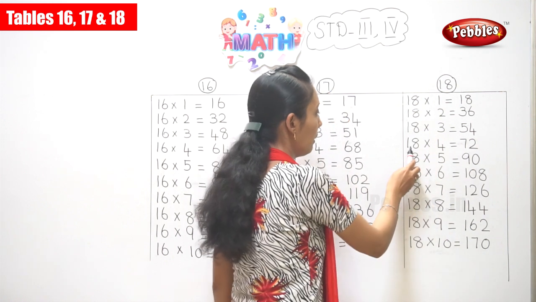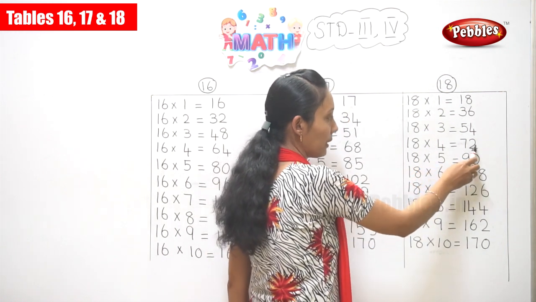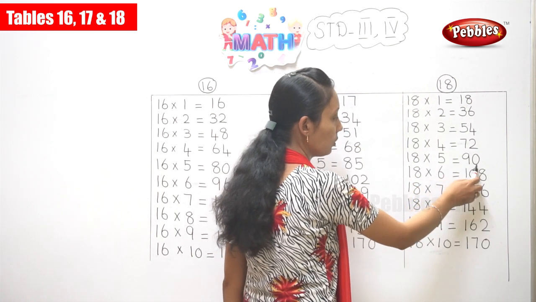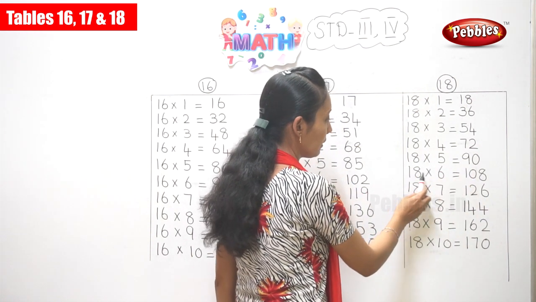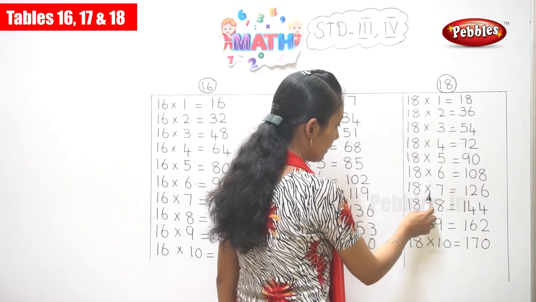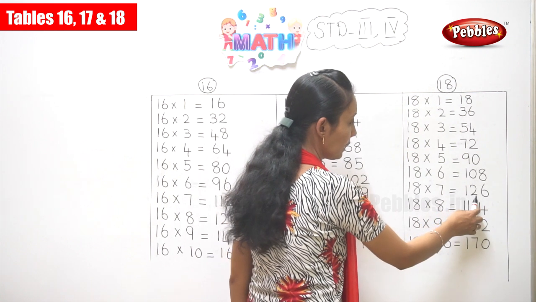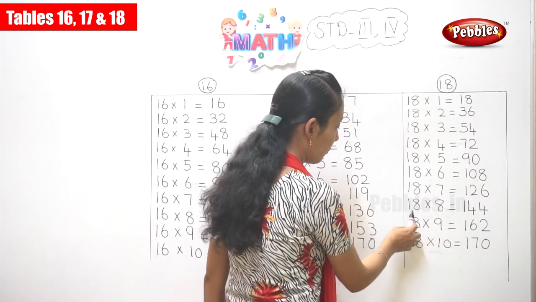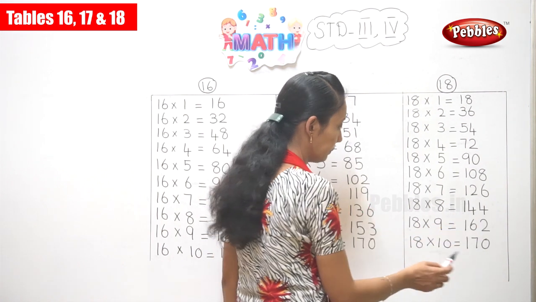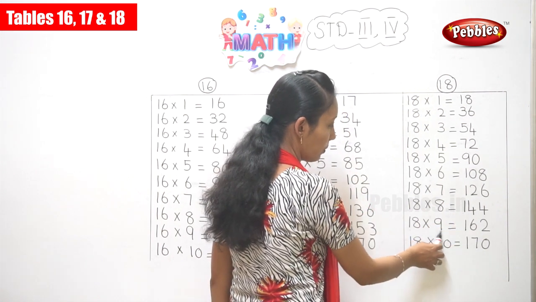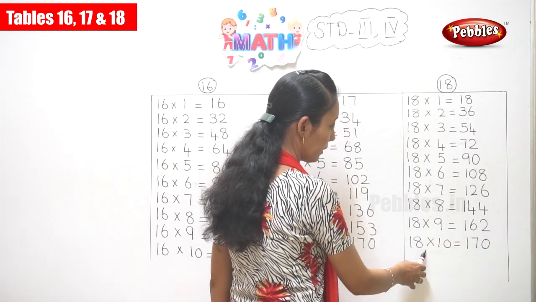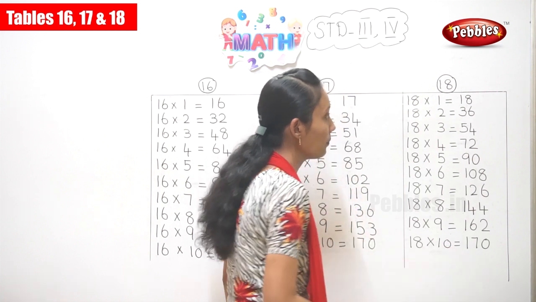54, 18 ഇൻറ്റു 4 സമം 72, 18 ഇൻറ്റു 5 സമം 90, 18 ഇൻറ്റു 6 സമം 108, 18 ഇൻറ്റു 7 സമം 126, 18 ഇൻറ്റു 8 സമം 144, 18 ഇൻറ്റു 9 സമം 168, 18 ഇൻറ്റു 10 സമം 170.